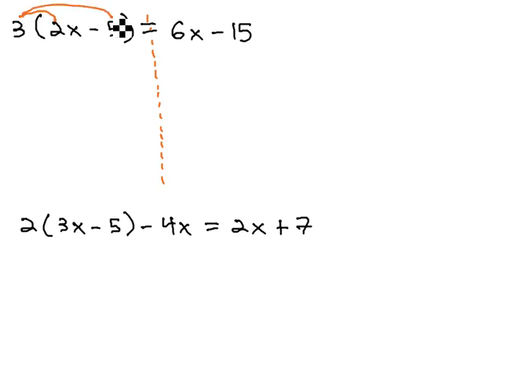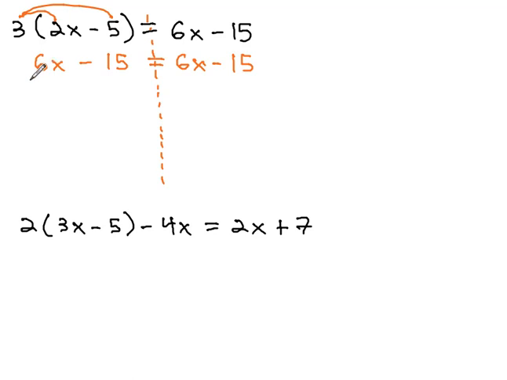Simplifying starts by distributing through the parentheses, which will give us 6x minus 15. And the right side is still the same. Next thing we like to do is move all the variables to the same side of the equation. We like to do this so we know that we are moving away from the variable, moving things to the correct side.